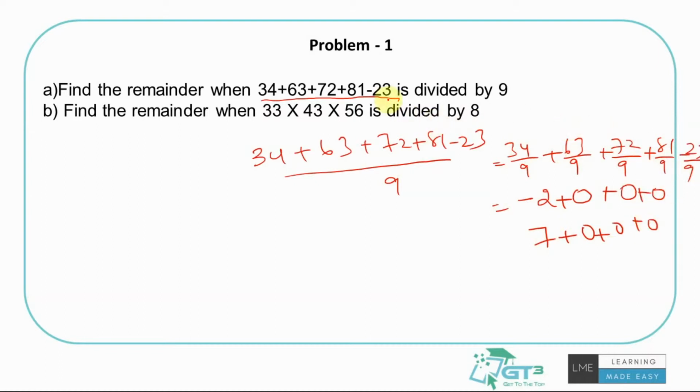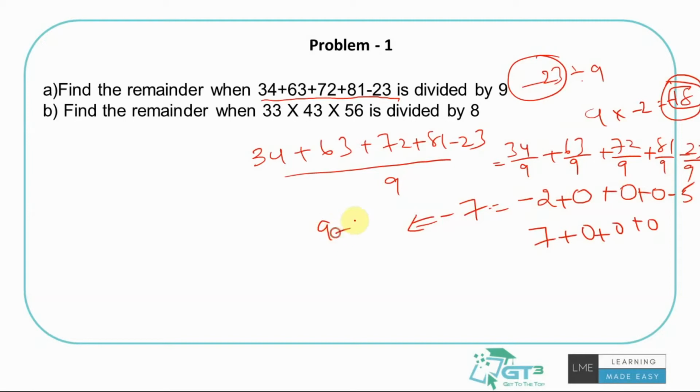And this one is minus 23, right? So let's find the closest multiple. Minus 23 divided by 9. 9 2s are 18. So my remainder is minus 5, because 9 into minus 2 is minus 18, and the difference of minus 23 and minus 18 is minus 5. So minus 2 minus 5, I'll get minus 7. As I said, I can't have the remainder as minus 7. So what will I do? 9 minus 7 is 2, which is the remainder.